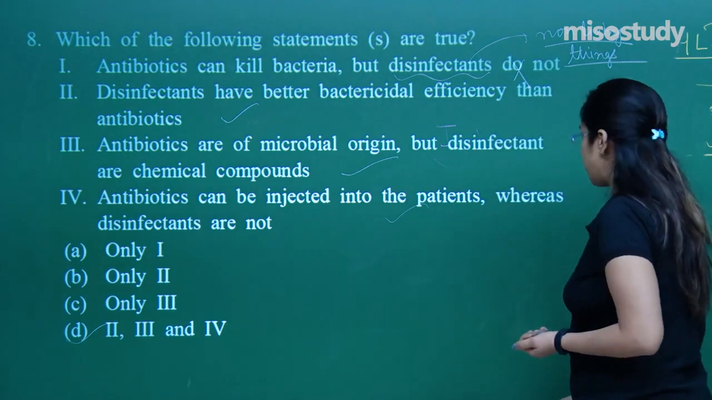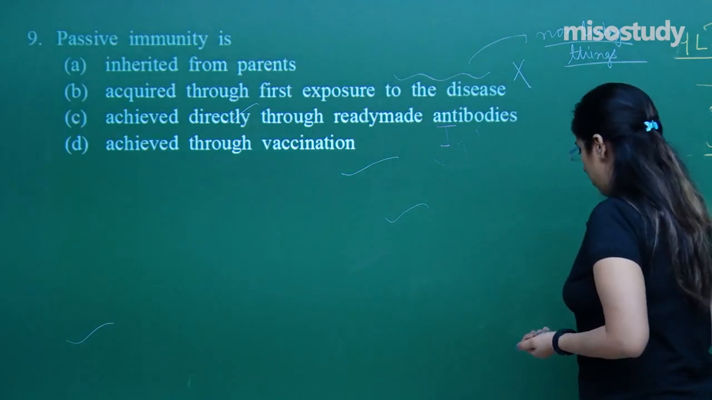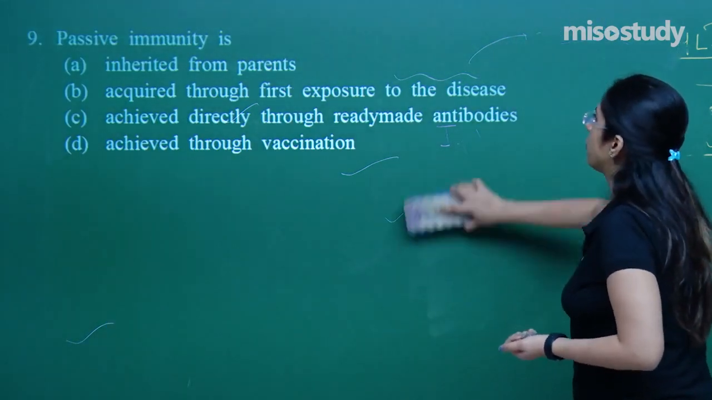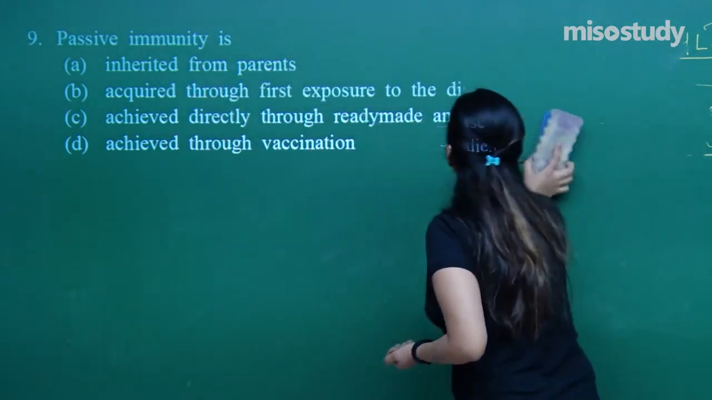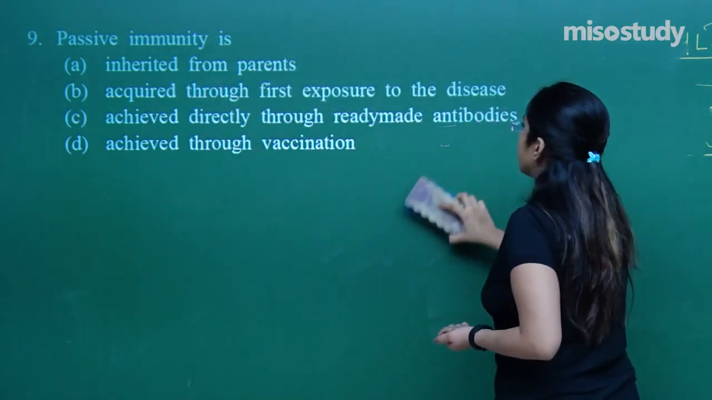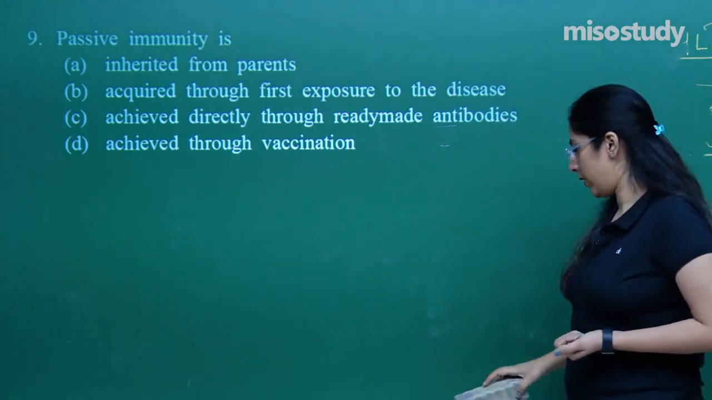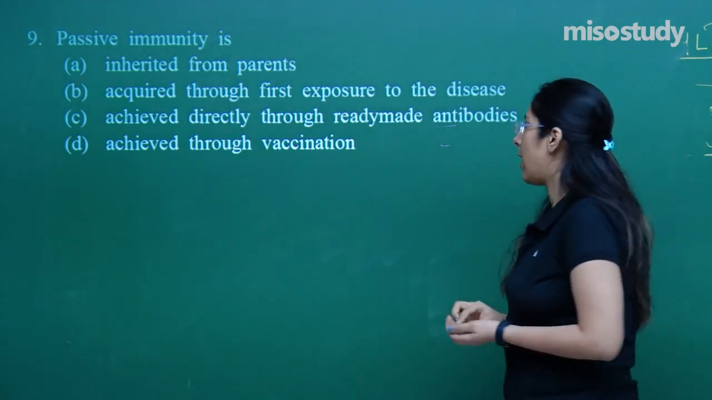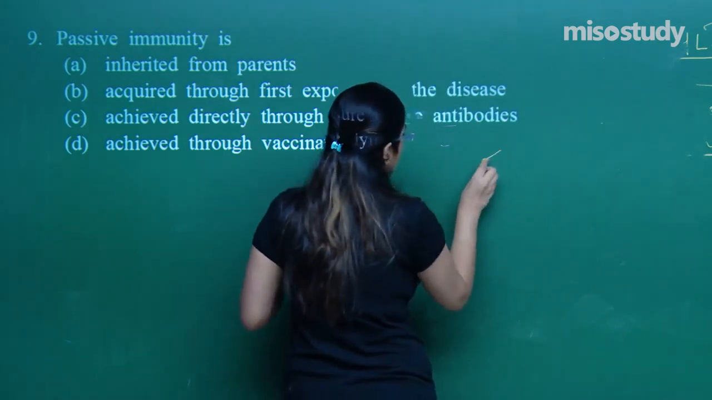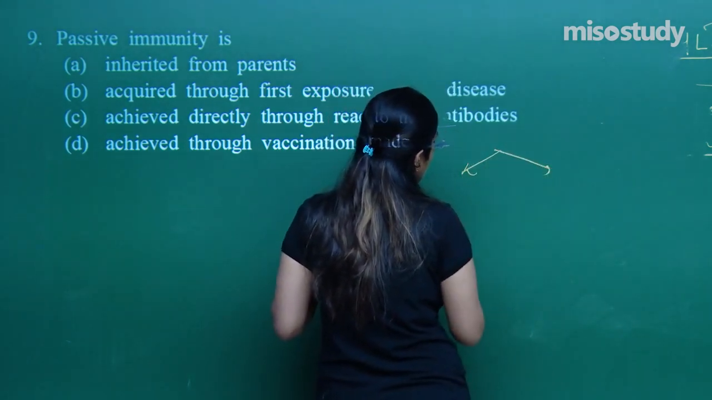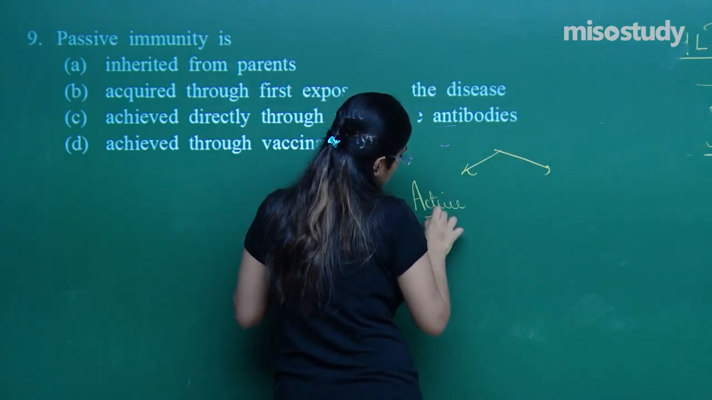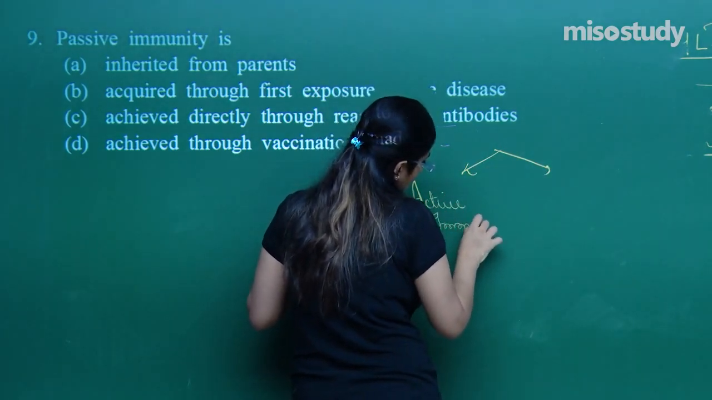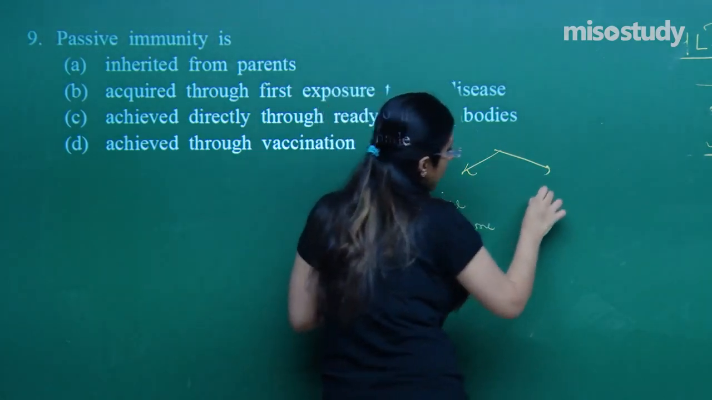Hope this question is also clear to you. Now, let's talk about the next question. This is also a question from the immune system. Passive immunity, as I have told you, there are two types of immune system. One is called active, and the second is called passive.